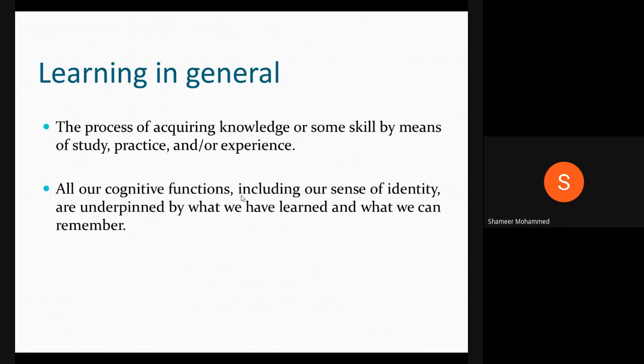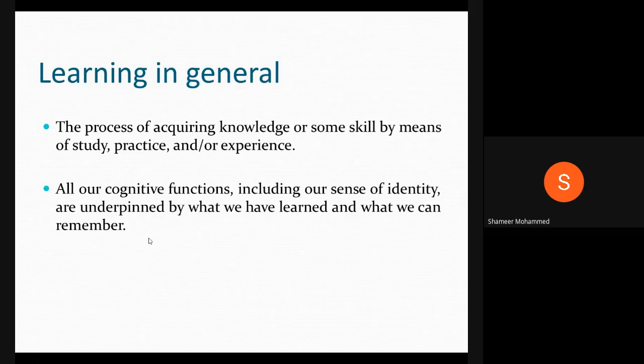Now, you know what learning generally is, talim. You get knowledge by studying something, by practicing with experience, such type of things you do, then you will acquire the knowledge. Your learning skills will be improved. Our mind also functions the same way: our sense of identity is underpinned by what we have learned and what we can remember. So based on that, from our mind, we take some action.